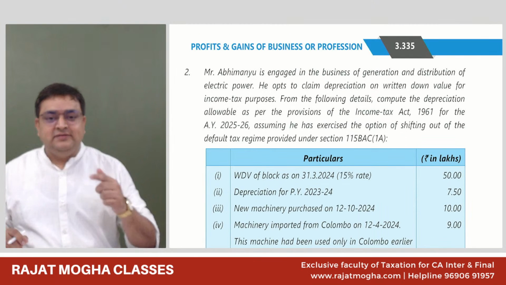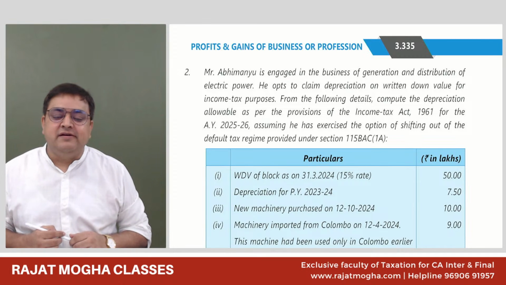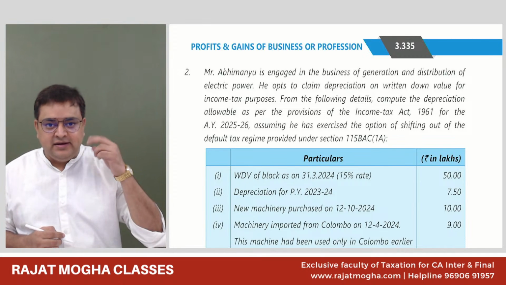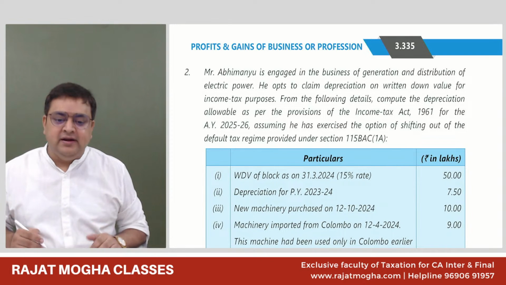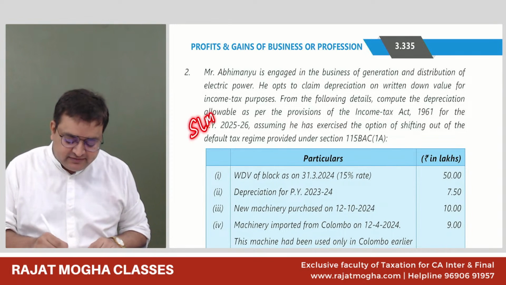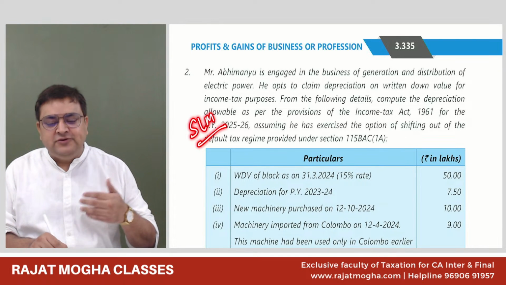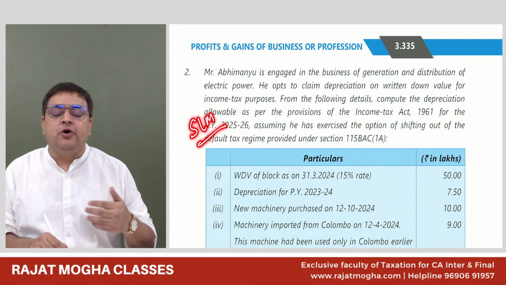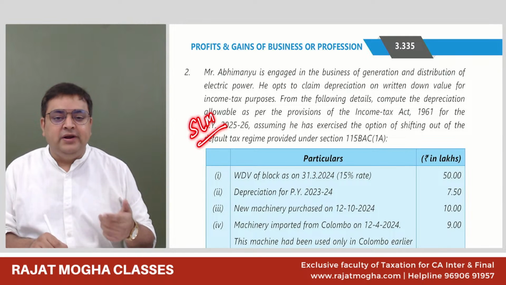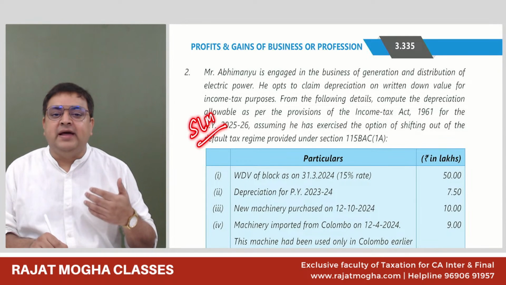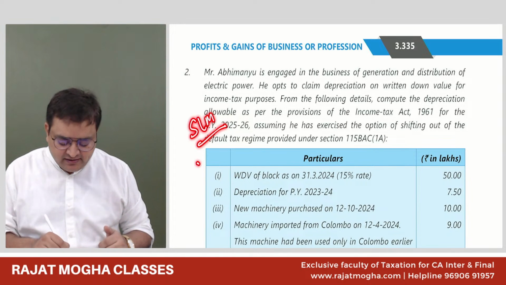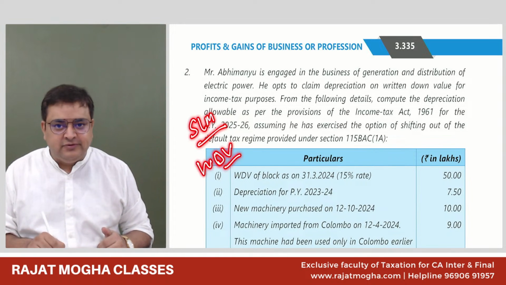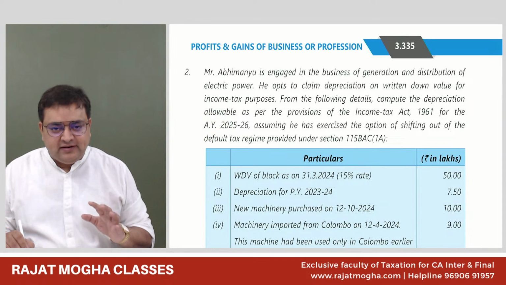So whenever there is a business of generation of electric power, we get an idea that the assessee has an option. By default, he will get SLM method of charging depreciation, correct? And if he chooses the option, the option can be selected only once in a lifetime, at the time of filing his first return when they have commenced the business, they can charge WDV method also, right? So as of now, let us read the question.